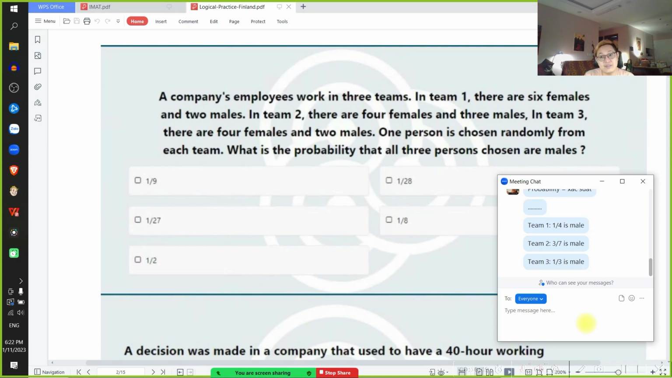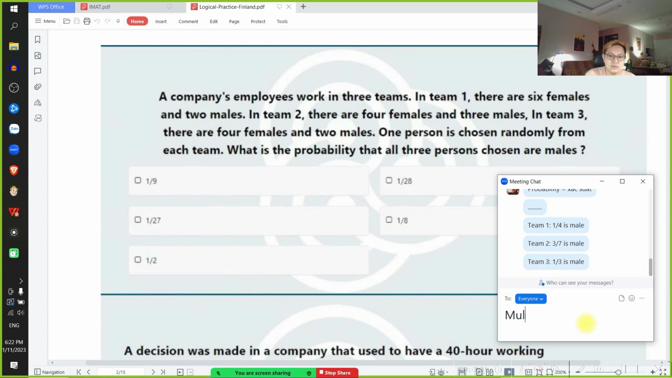2/6 people, that is 2/6, which is 1/3, is male. Now, all 3 persons chosen must be male in the 3 times you choose. So what does it mean? You have to multiply all these 3 together. If in all 3 choices everyone must be male, the probability will be much lower. So I have to multiply these 3 together.